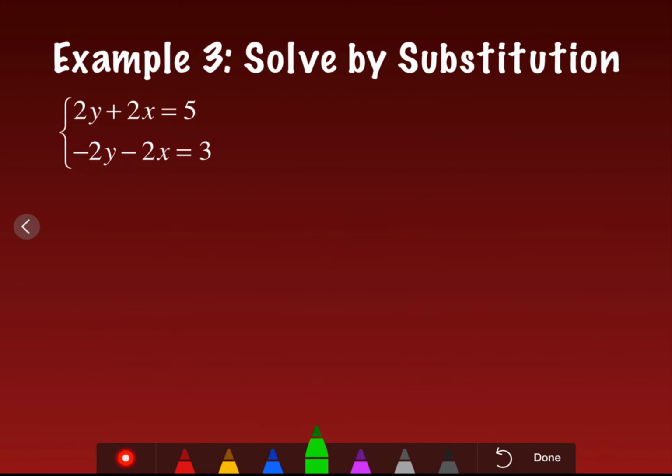In the next example, I don't see either one equation being easier to solve for a variable than the other. So I'm just going to look at the top equation, and I'm going to solve it for y. So I get y is equal to 5 halves minus x. And I'm going to substitute 5 halves minus x. You might want to write that as a decimal if you wish. I'm going to leave it as a fraction into the other equation.